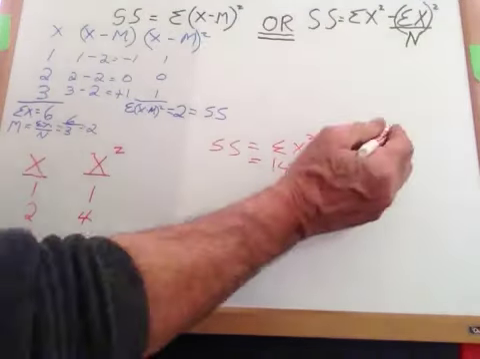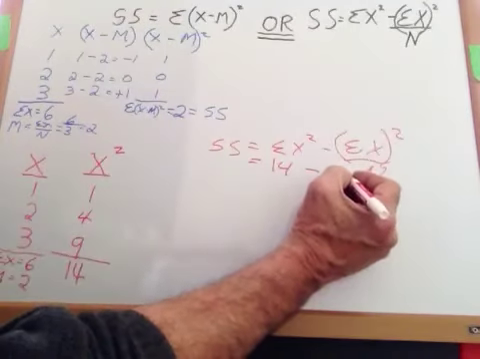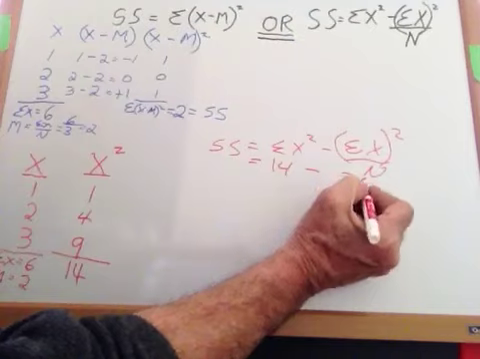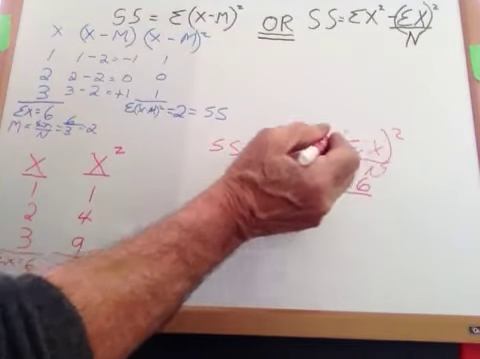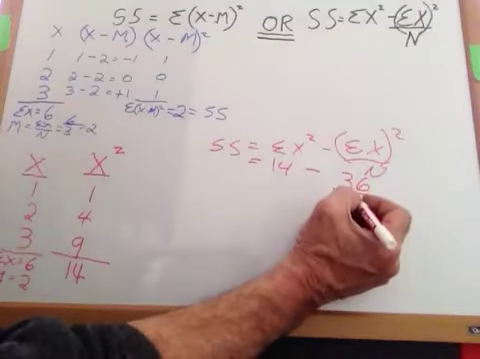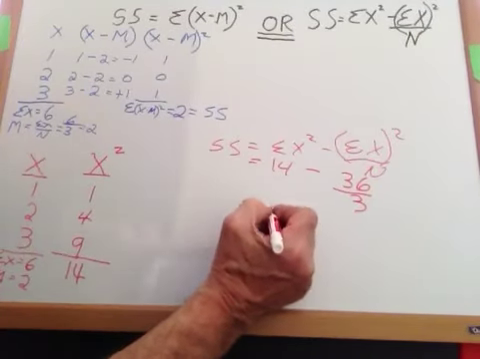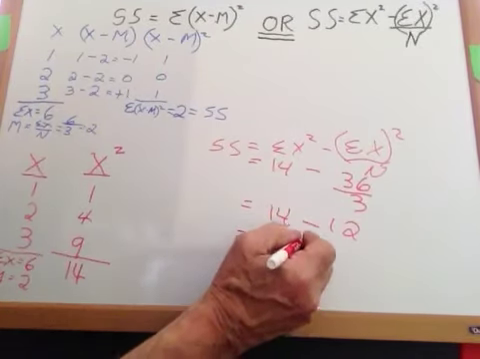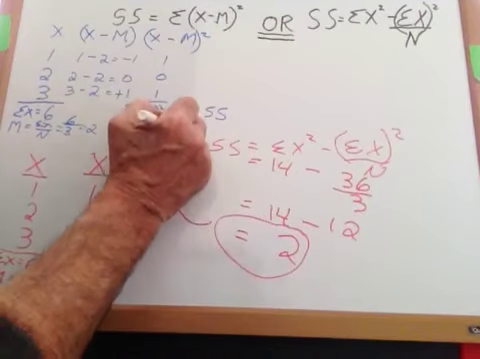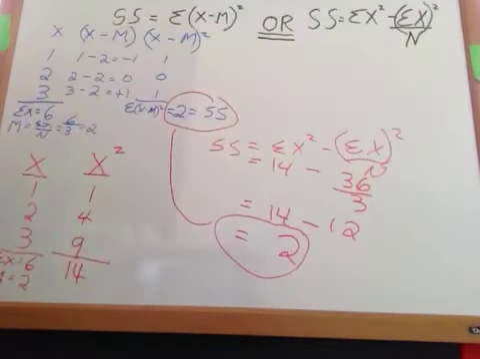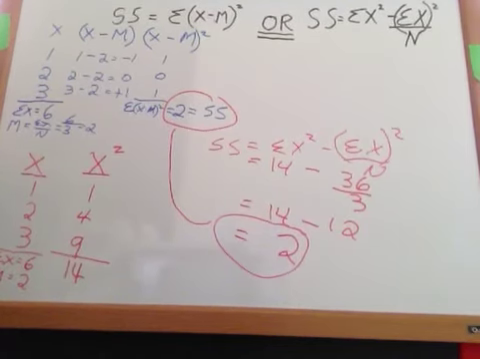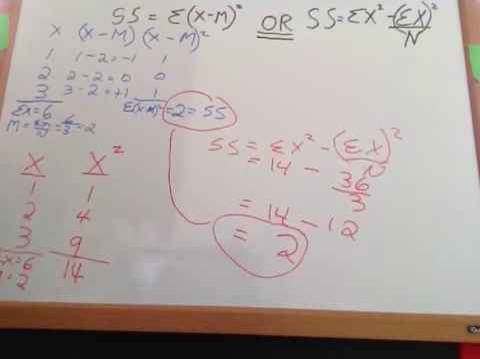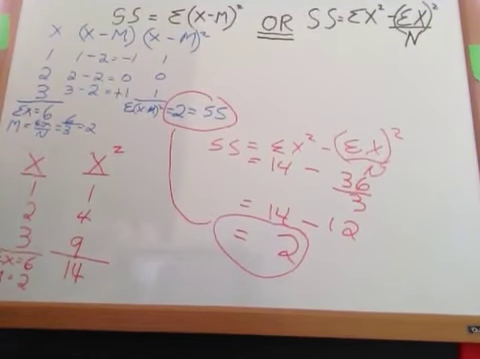Well, here we have the sum of x. That's 6. We square it, so 6 times 6 equals 36, divided by n. Well, what's n? We have 3 scores, so n equals 3. So the sum of squares is 14 minus 12 equals 2. Yes! 2 equals 2. So either way, you'll come up with the same answer, I promise you, regardless of the method you use, either the definitional formula that we used in the book or this computational formula for the sum of squares. Okay, I hope this is helpful and I hope it makes sense.